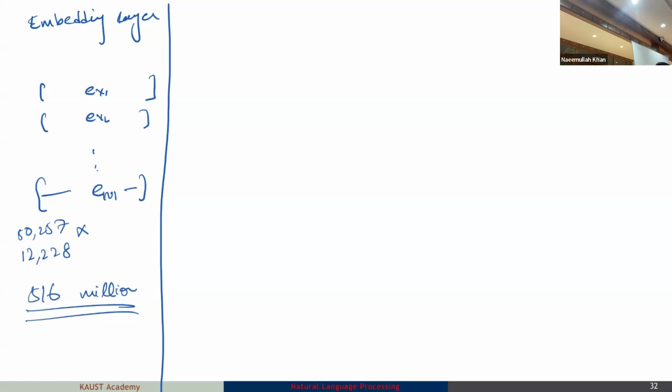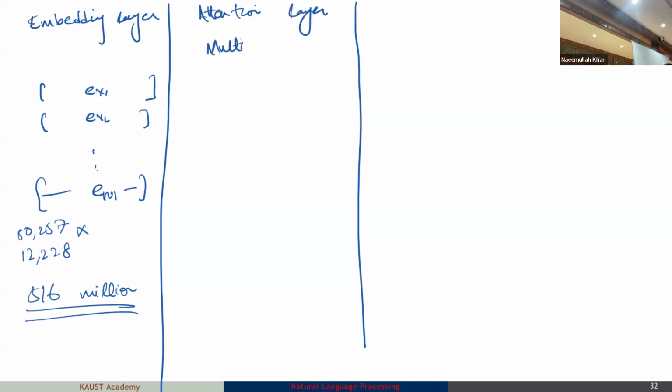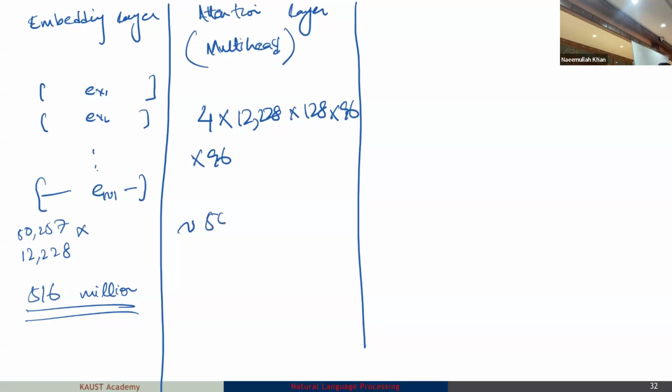This is the embedding layer. Then you have the attention layers. I'll call them attention layers because these are multi-head attention layers. Remember, in each layer we had 4 weight matrices. Each one of these is 12,228 times 128. Then we have 96-headed attention, and I think we have 96 such layers. If you do it, that would be roughly of the order of 50 billion parameters.